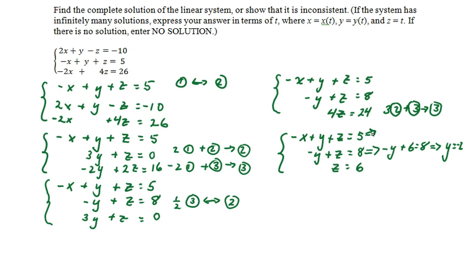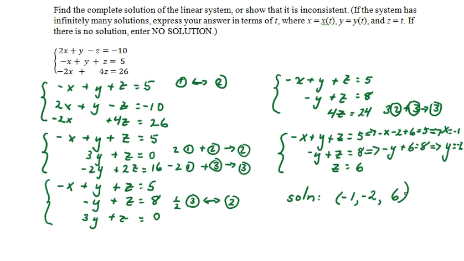And substituting negative 2 for y and 6 for z, in the first equation gives us x equals negative 1. So the solution that I'm coming up with is negative 1, negative 2, and 6.